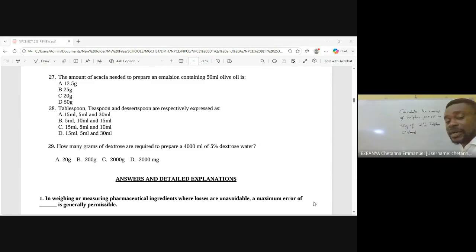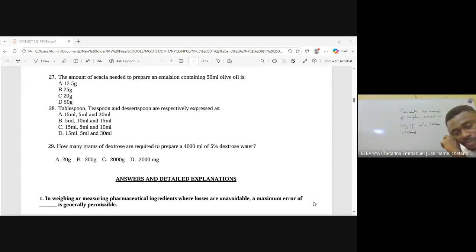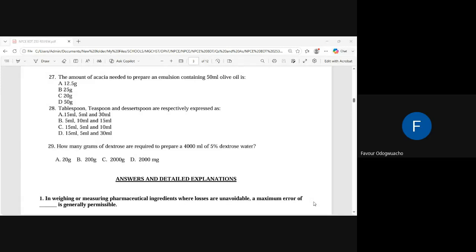I don't agree with you, Ada. Check them. You said calculate the amount of sulfur present in 30 grams of 2% sulfur ointment, right? So is the sulfur ointment weight in weight? Yes, that's in weight. 100 mil. Therefore, 30 grams is equal to X. I just did it straight. 2 over 100 times 30, it's the same thing now.